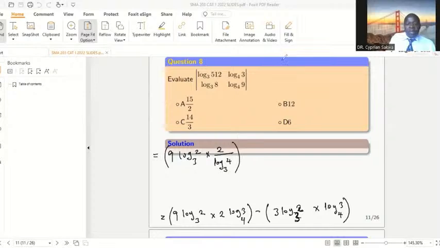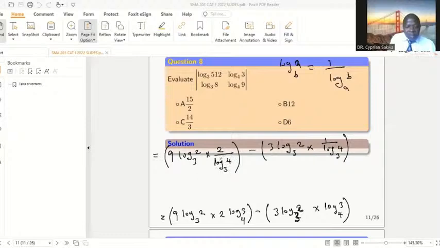Remember what I just said? What I just said is that if I'm given log of a to base b, this is the same as 1 out of log of b to base a. So that's what I did here. This part here is the same as 1 out of log of 4 to base 3. But there's a 2 in the numerator, so I get this. Then minus, I want to change this base, 3 log of 2 to base 3 multiplied by 1 out of log of 4 to base 3.